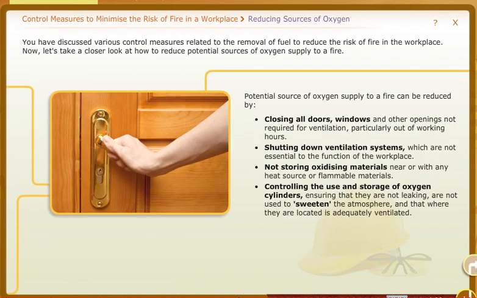You have discussed various control measures related to the removal of fuel to reduce the risk of fire in the workplace. Now, let's take a closer look at how to reduce potential sources of oxygen supply to a fire. Potential source of oxygen supply to a fire can be reduced by closing all doors, windows, and other openings not required for ventilation, particularly out of working hours. Shutting down ventilation systems which are not essential to the function of the workplace. Not storing oxidizing materials near or with any heat source or flammable materials. Controlling the use and storage of oxygen cylinders, ensuring that they are not leaking, are not used to sweeten the atmosphere, and that where they are located is adequately ventilated.